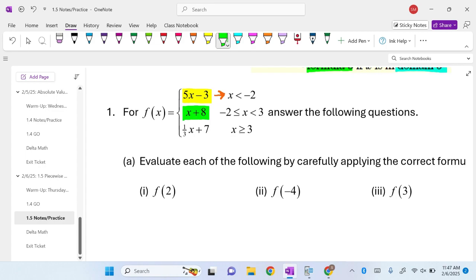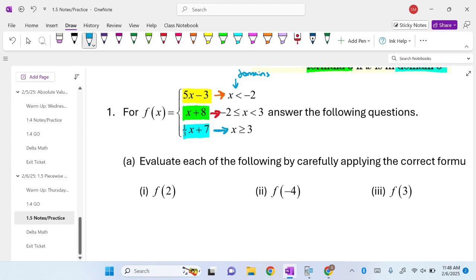The x plus 8, we only see it on the graph between -2 and 3. And then 1/3 x plus 7 is only used when the x values are greater than or equal to 3. So basically, these are my domains, and they're telling me where on the graph these piecewise functions are.